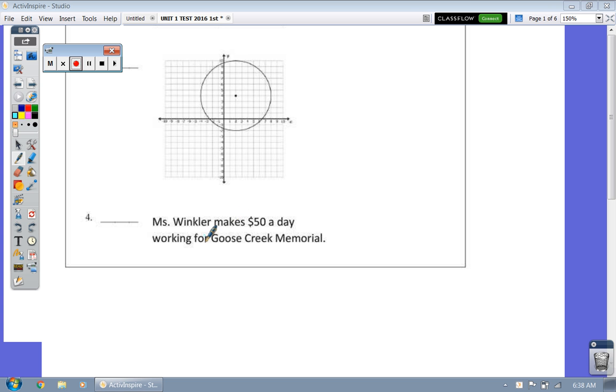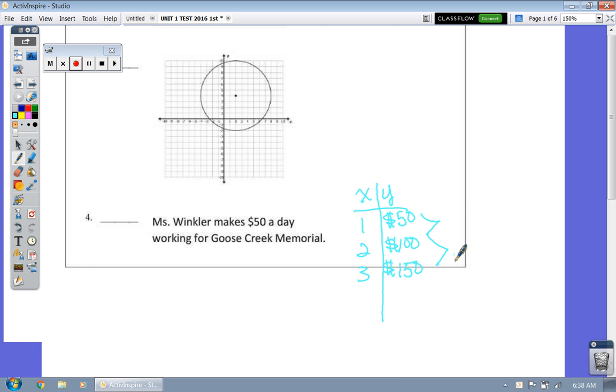Now let's look at question 4. Miss Winkler makes $50 a day working for Goose Creek Memorial. So let's make an XY table, see what happens here. So for 1 day, 50 bucks. 2 days, well, the pattern's just going to continue here. It's going to go up 50, $100. 3 days, 150.